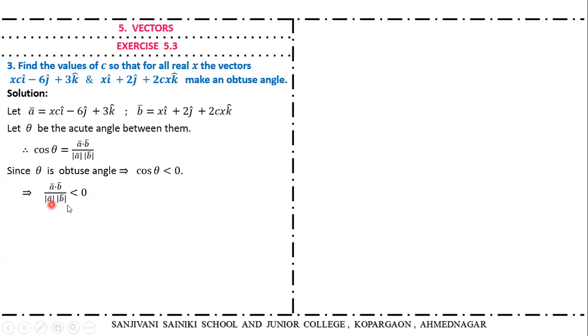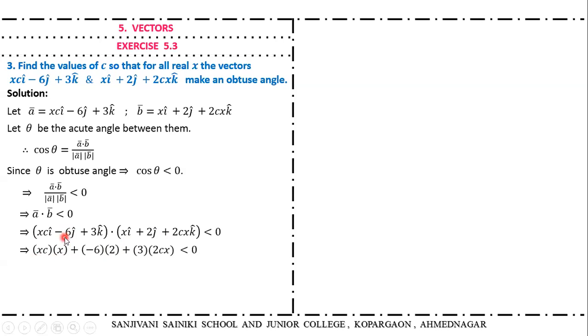But modulus of A bar and modulus of B bar are always positive. So for the ratio to be negative, A bar dot B bar must be negative. So what is A bar dot B bar? Take the dot product of these two vectors. cx into x is cx squared, minus 6 into 2, and 3 into 2cx. Take their multiplication and you will get a quadratic equation in terms of x. The coefficient of x square is c and the discriminant is less than 0.